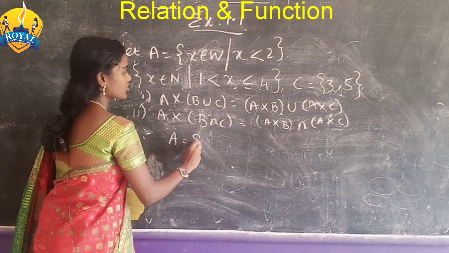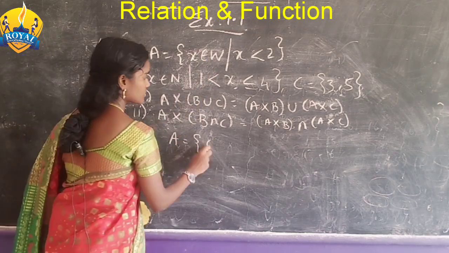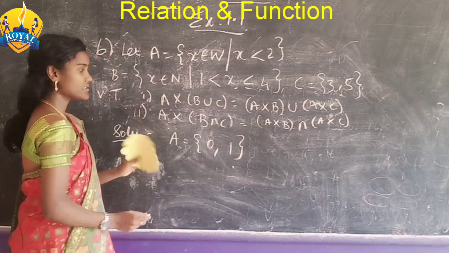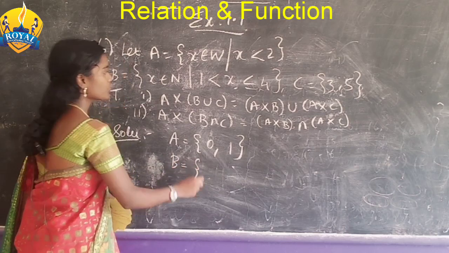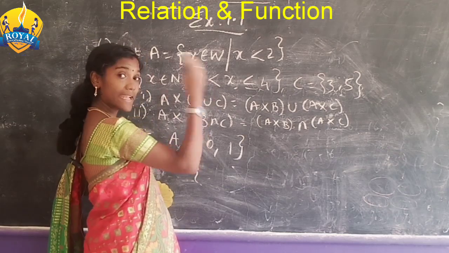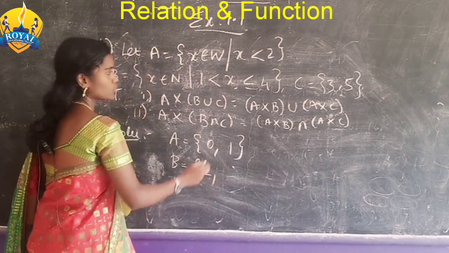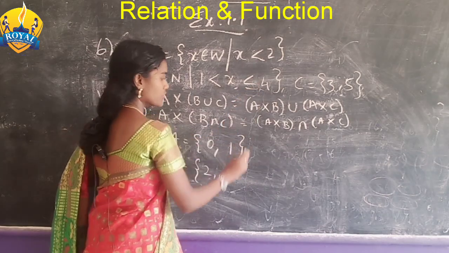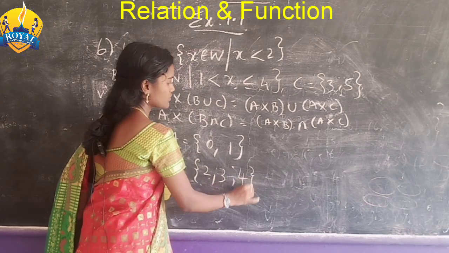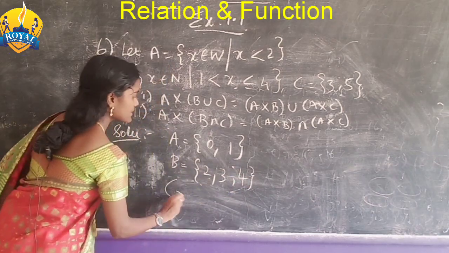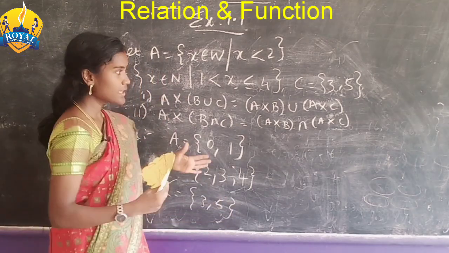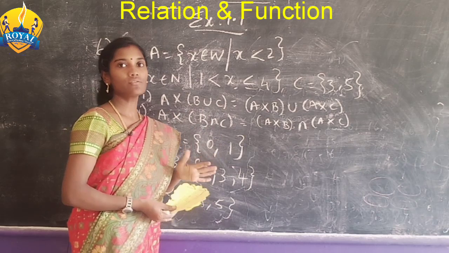A is equal to whole numbers, which start from 0, so less than 2 means 0, 1. So set A is {0, 1}. Then set B is natural numbers. The numbers start from 1, greater than 1 means 2, less than or equal to 4 means the last number is 4, so 2, 3, 4. C is equal to {3, 5}. Okay, the same things I already did for you in some examples.